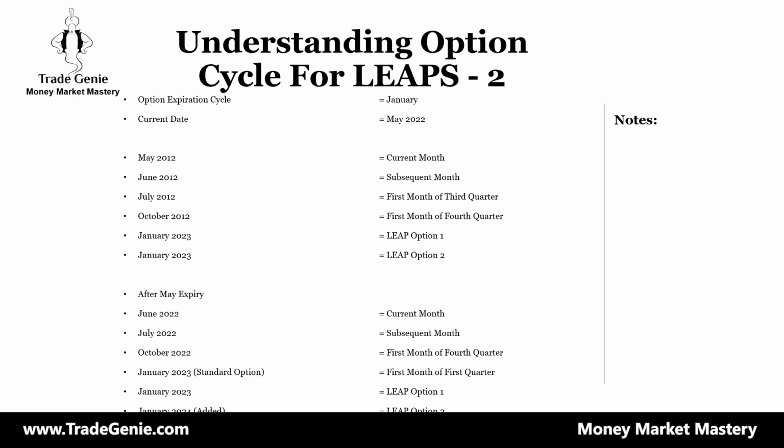So we add January of 2023 as another leap option. And then we add January of 2024 as another 1-year option. So if we are in May of 2022, then we have, not 2.5 years, 1 year and 6-7 months.